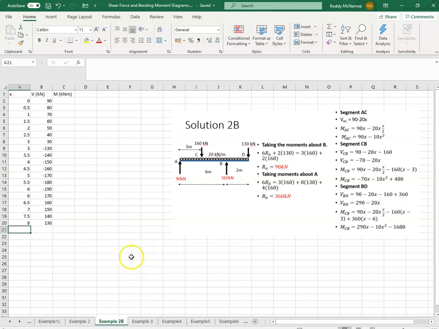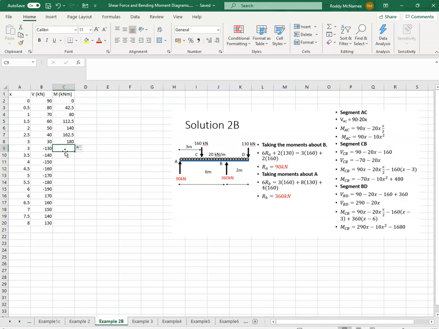Okay, and the bending moment then from A to C is equal to 90 multiplied by x. Put those in brackets. Minus 10 multiplied by x squared. Okay, and we're going to copy that down to 3.